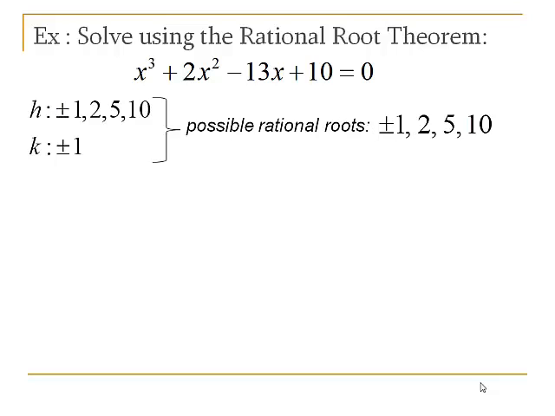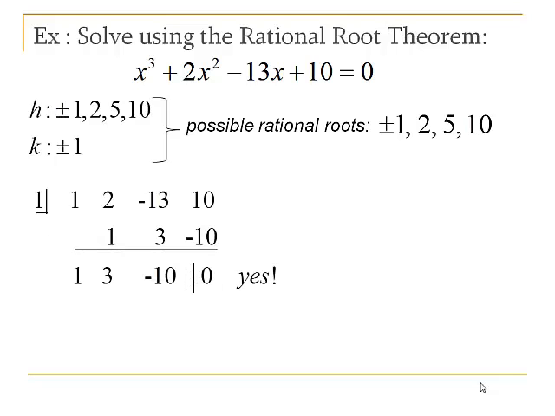Therefore, the possible rational roots would be h divided by k. And you get a list of those are your possibles. You have 8 possibilities. We need to check and see which ones work. So first I would try 1 synthetically, and it works right off the bat. The very first one works.